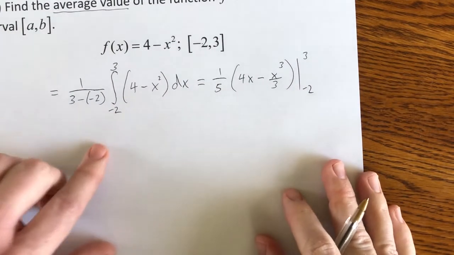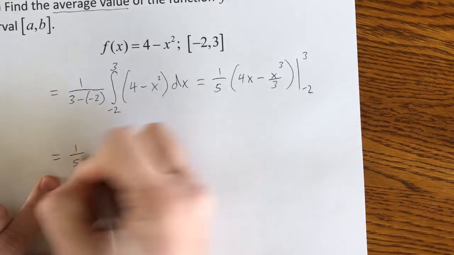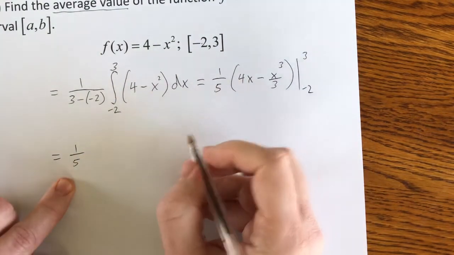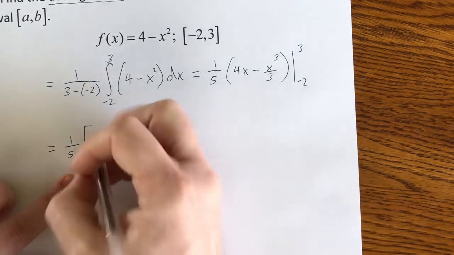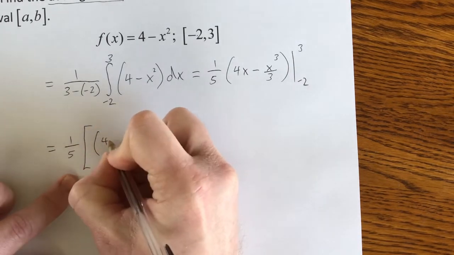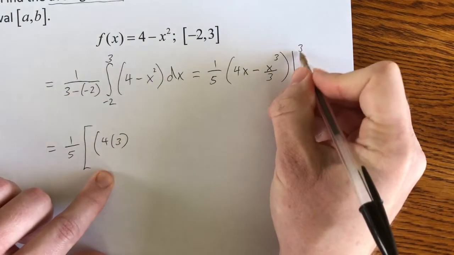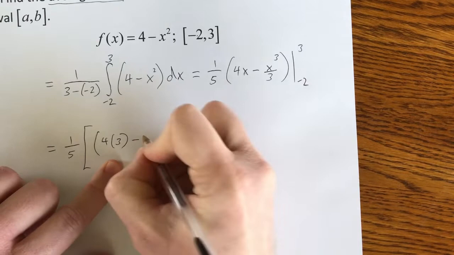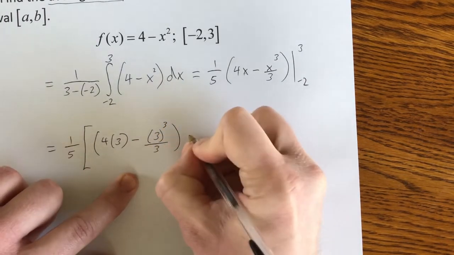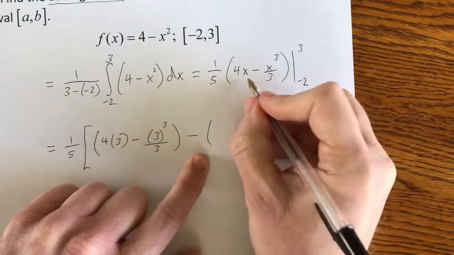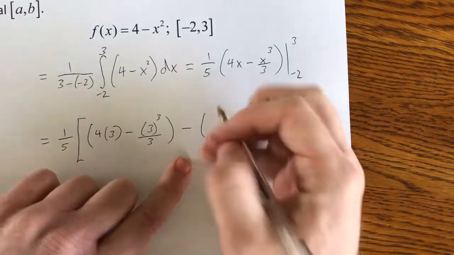All right. So let's come down here, bring down the 1/5, and let's rock and roll. So this is going to be a little lengthy. Let's see what we have here. The first part would be every x becomes a 3. That's our upper limit of integration. So that would look like this. And we're going to subtract whatever we get for our lower limit of integration. And that would look like this.